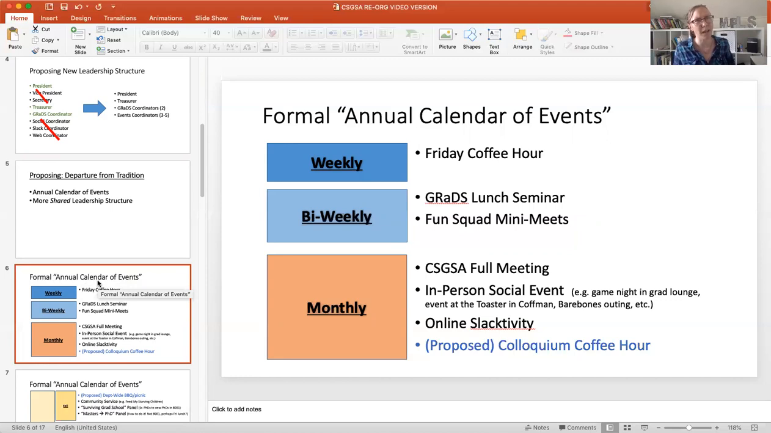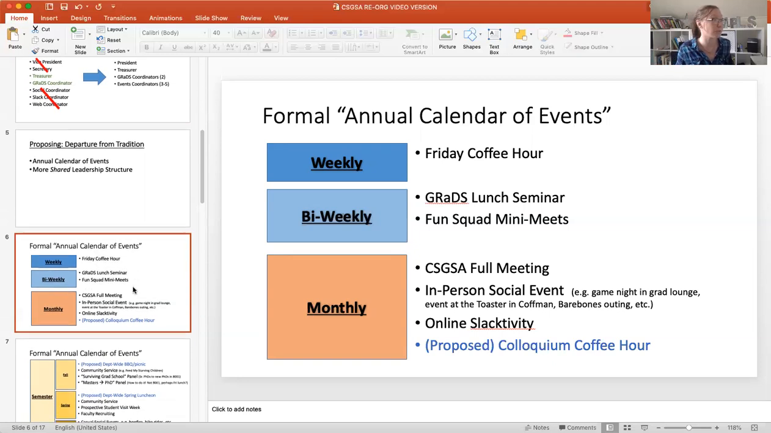And we might also be adding a new coffee hour before or after the weekly colloquia, for example, on Monday, that have a little bit more of a research focus and which would be getting research faculty actually involved in engaging with the graduate students.